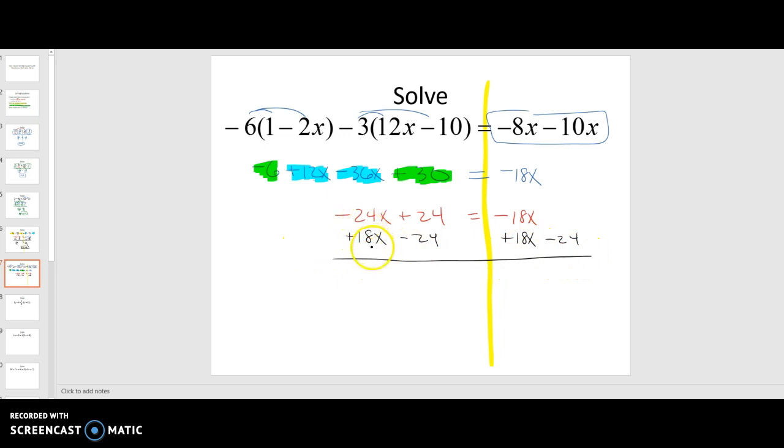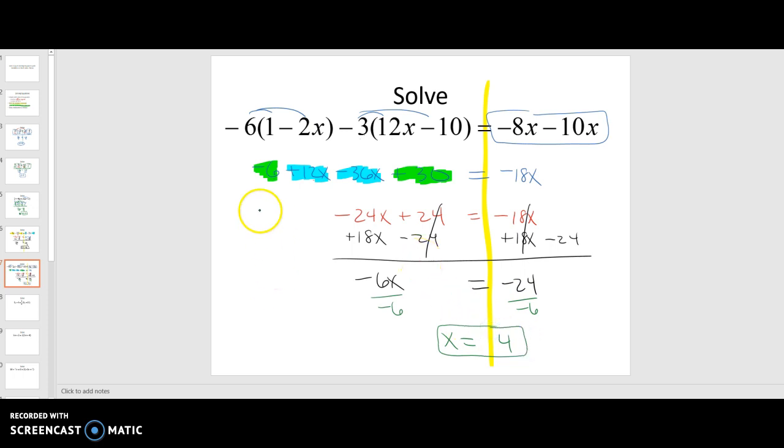And negative 24x plus 18x would give me negative 6x. Those go bye-bye. Those go bye-bye. Equals negative 24. And now I can go ahead and divide by negative 6. And when I do that, I get x is equal to 4.